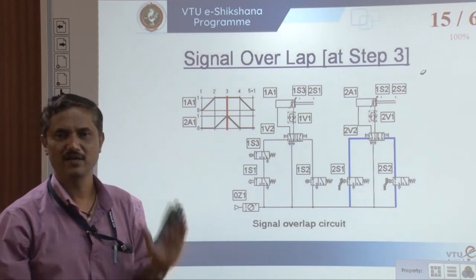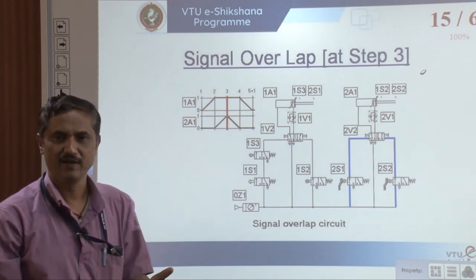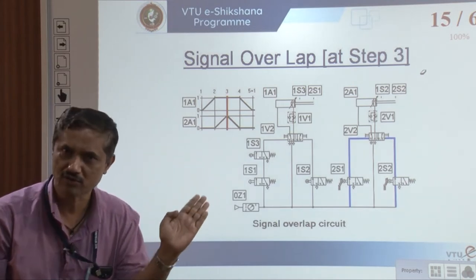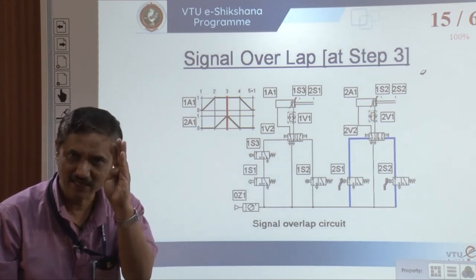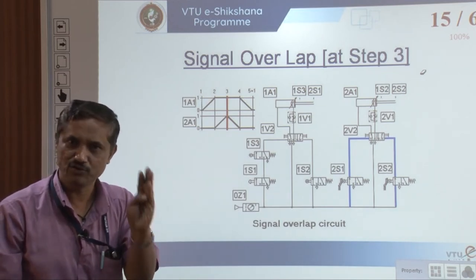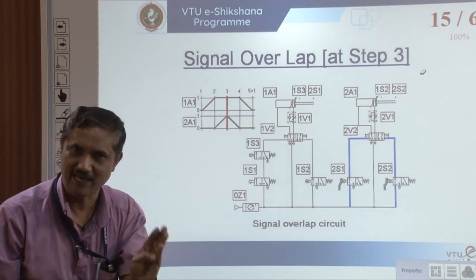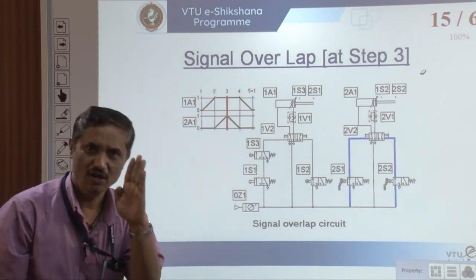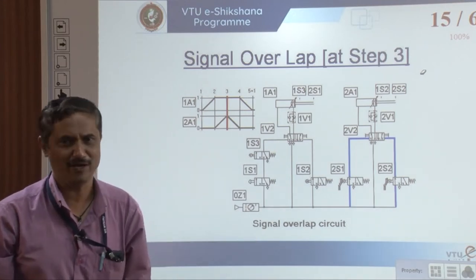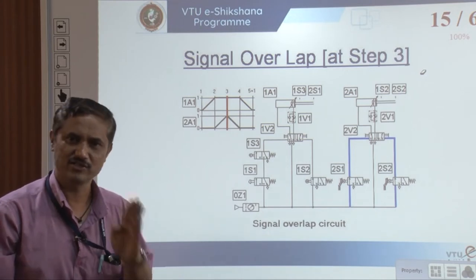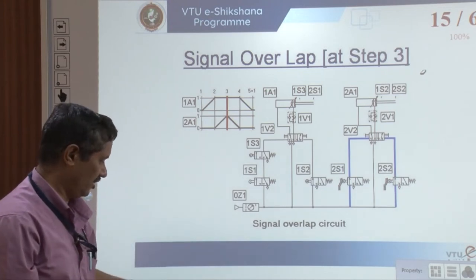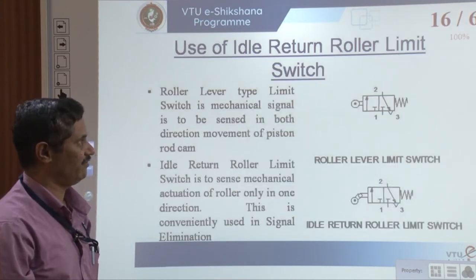Now there are two times in these kinds of circuits where we can get a signal overlapping. Signal overlapping will not occur throughout the cycle. It is at instantaneous times which can happen in the cycle due to the simultaneous signals which are coming to a particular valve. So don't get confused, signal overlapping does not mean all the time the signals are overlapping. No, no such conditions are there. So signal overlap occurs at an instant of time only, small intervals only.